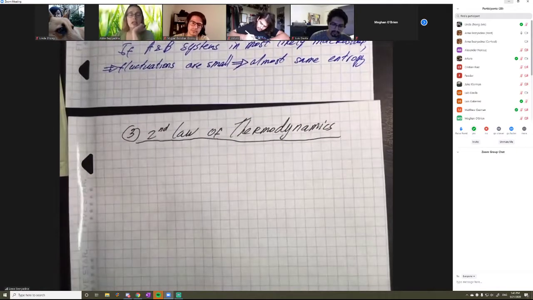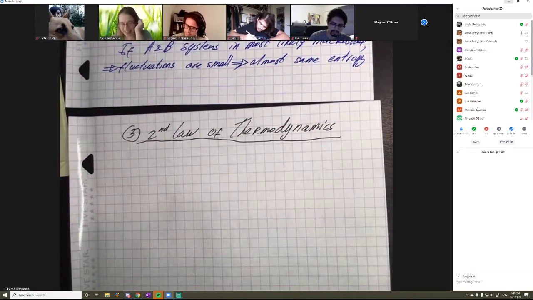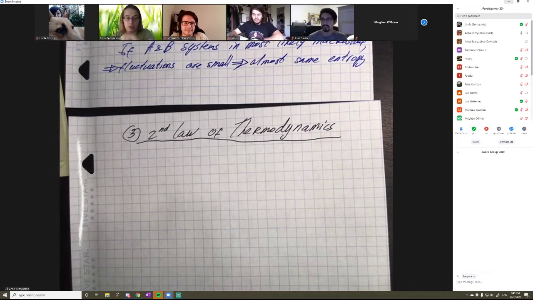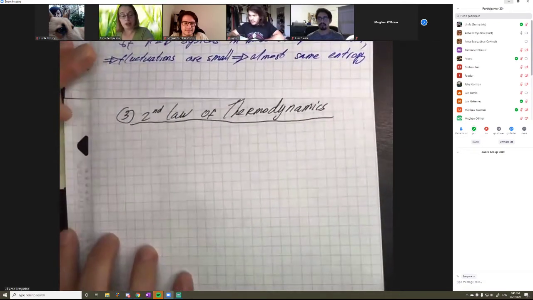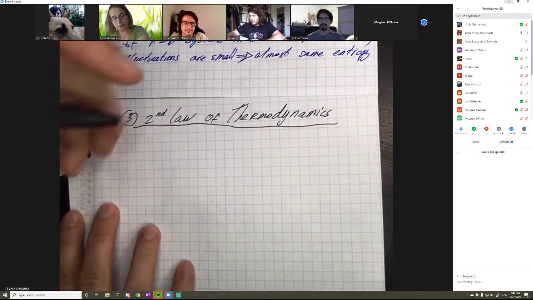So any large system in equilibrium, one more time. Any large system in equilibrium will be found in the macrostate with the greatest entropy. So that's pretty much second law of thermodynamics, aside from fluctuations. And the entropy tends to increase.